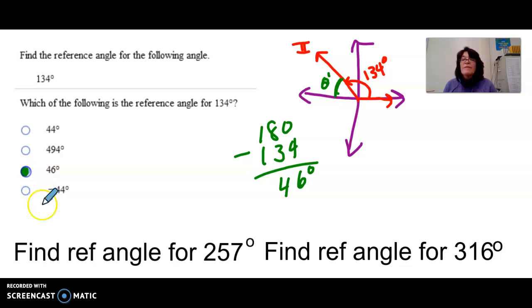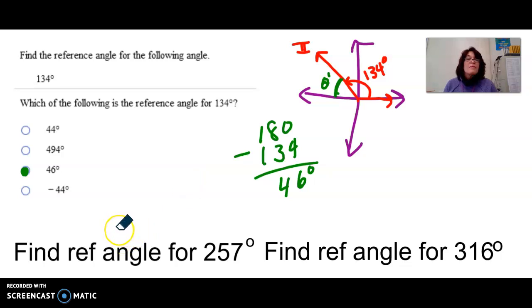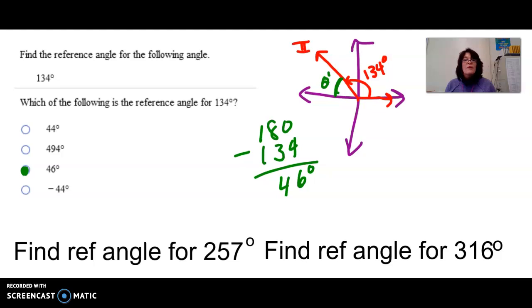I'm not sure why 44 and negative 44 are there. 494 is what, a coterminal one? If I add 360. So they were tricking you there if you maybe got confused and thought it was coterminal. Anyway, maybe it's just if you subtracted wrong. I don't know where this 44 comes from, but I pulled that off a test. 46 degrees would be the correct answer. It's just what is this acute angle?